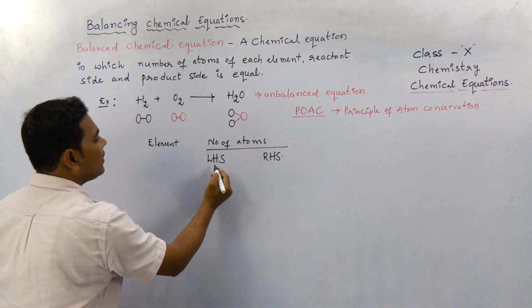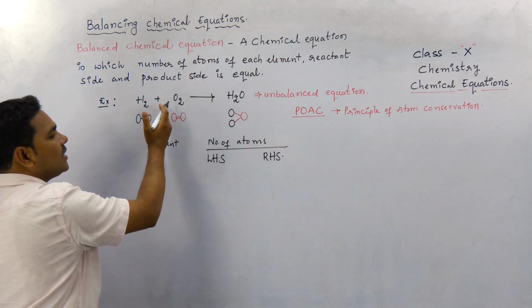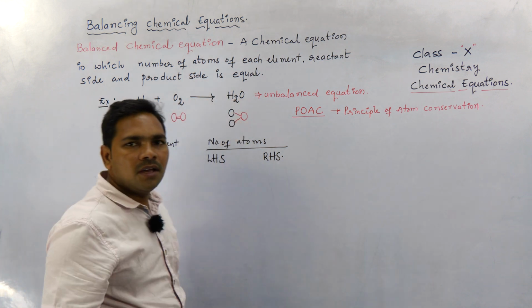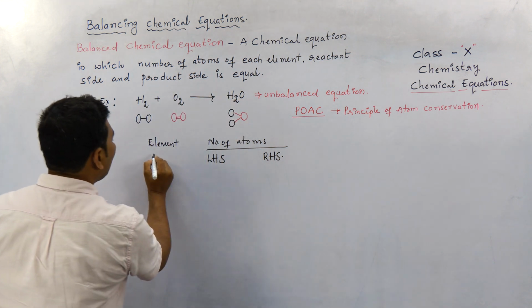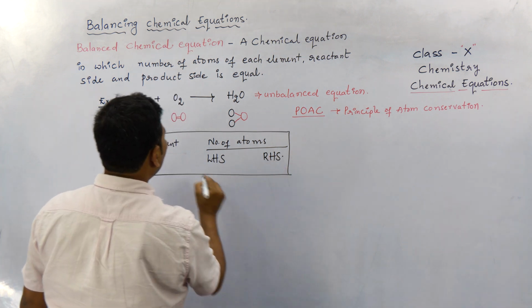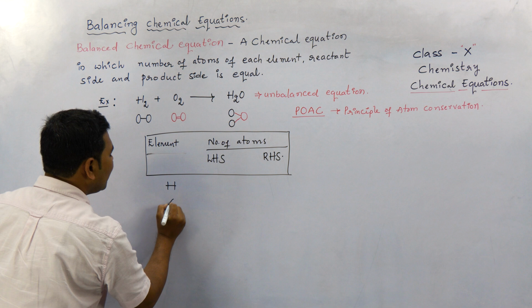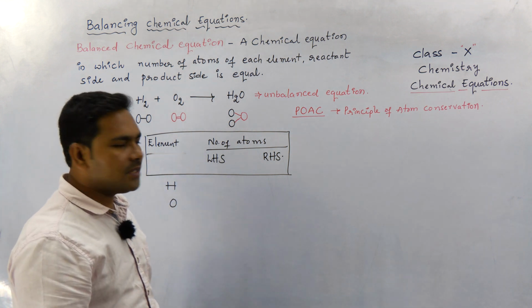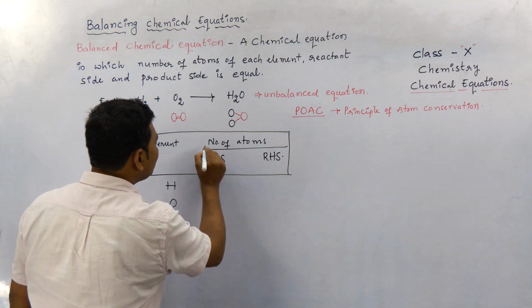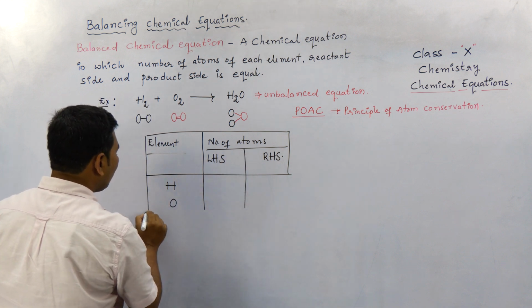Number of atoms, left hand side of the arrow mark. This arrow mark separates the left side and right side. The left side has the reactants, the right side has the products. Now you see the different elements. What elements do we have here? We have two elements, hydrogen and oxygen, and the number of atoms present on the left hand side and right hand side.